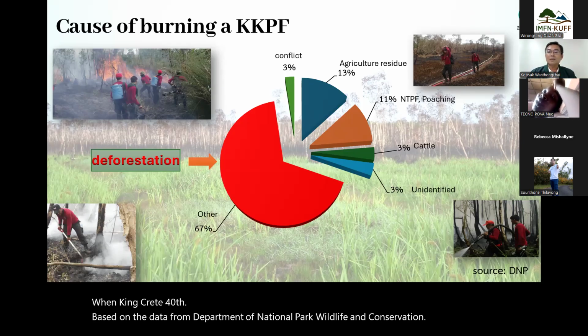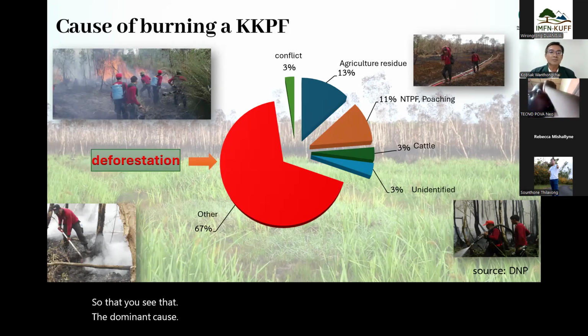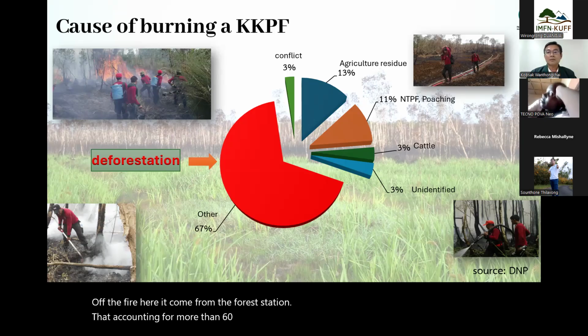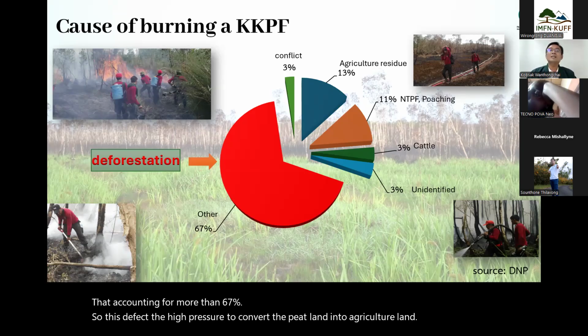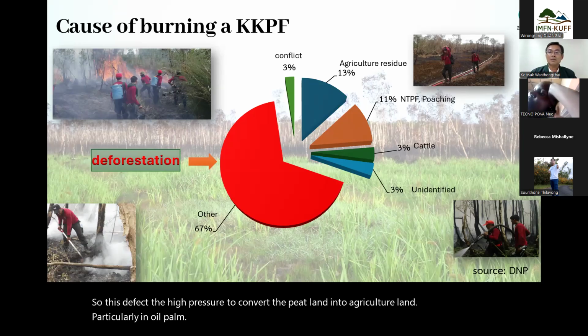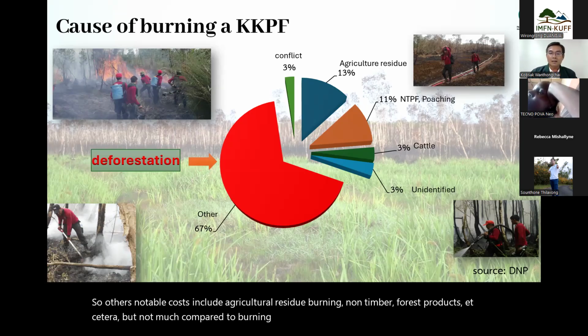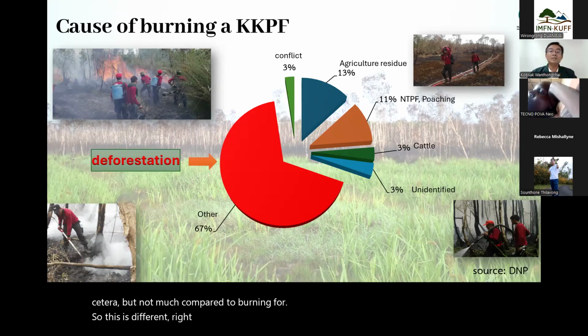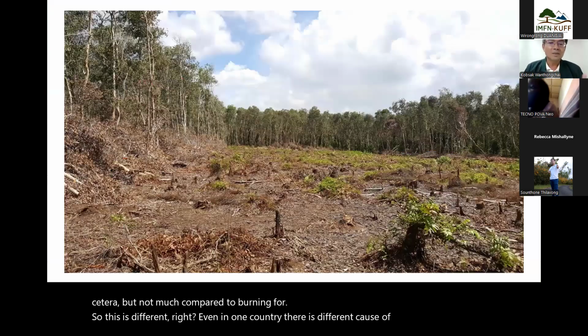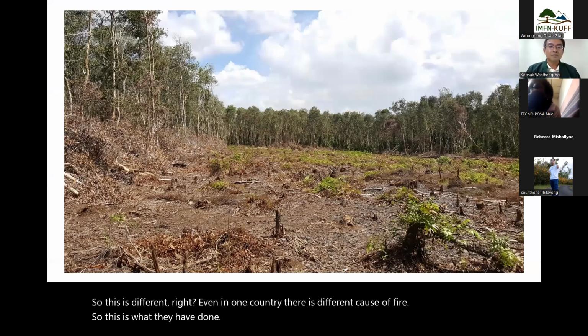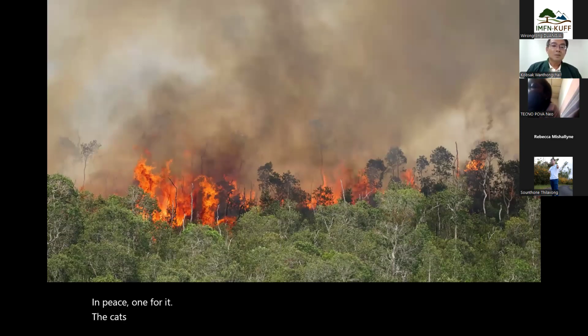So there we see that the dominant cause of fire here comes from deforestation, accounting for more than 67%. This reflects the high pressure to convert peatland into agricultural land, particularly oil palm plantation. Other notable causes include agricultural residue burning, non-timber forest products, etc., but not much compared to burning for deforestation. So this is different, right? Even in one country, there are different causes of fire. This is what they have done in peat swamp forest. They cut, sometimes they burn to claim the land.